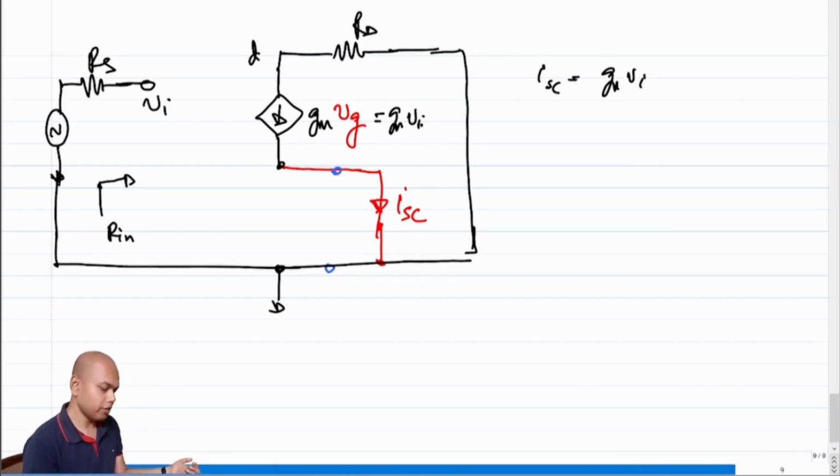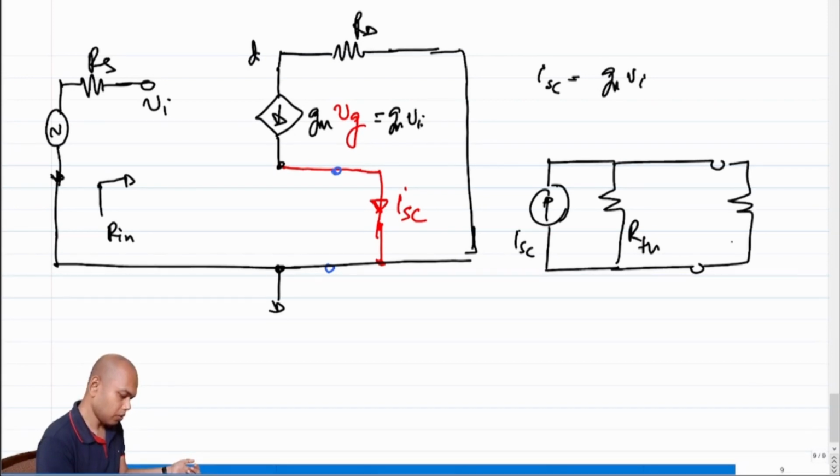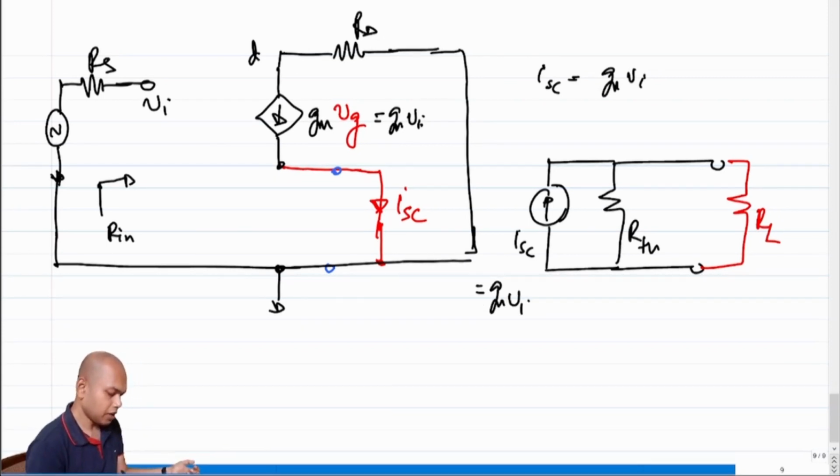So what is the Norton's equivalent? Norton's equivalent will be this is ISC, this is R Thevenin or R out, and connected to the load RL. Correct? So what is ISC? ISC is gm times Vi. What is RTH? RTH is 1 by gm.